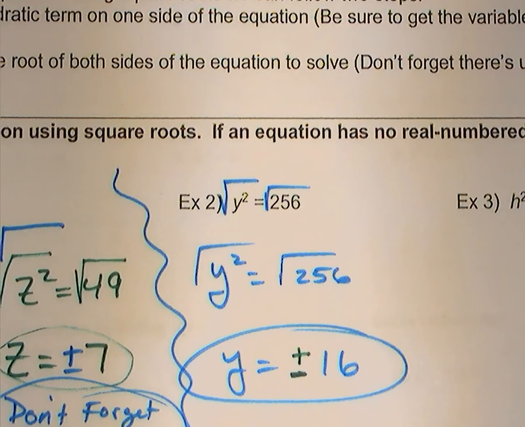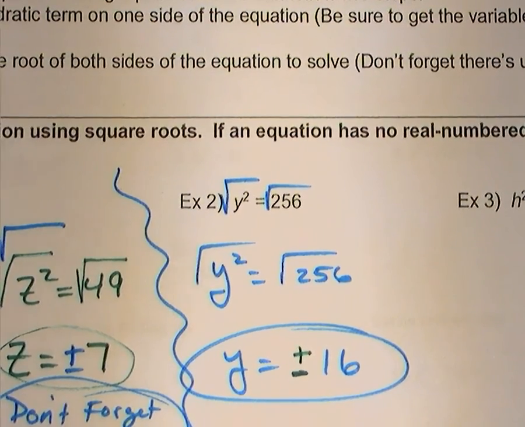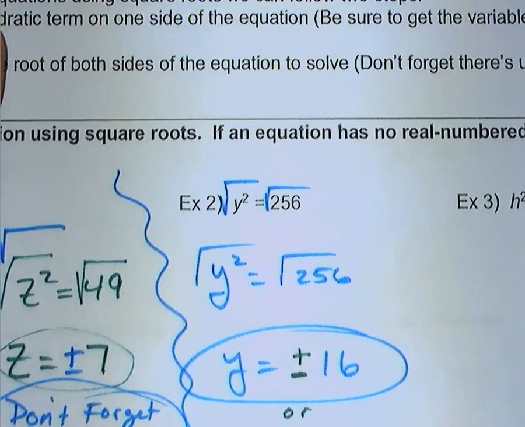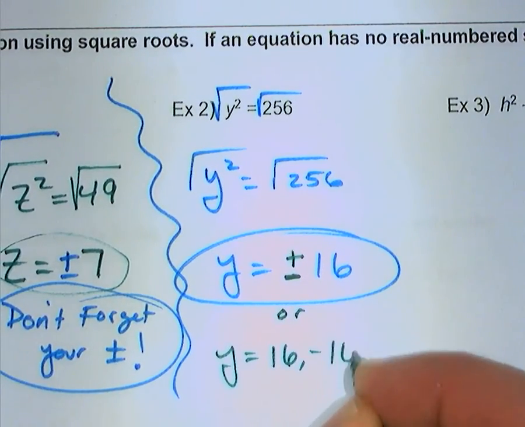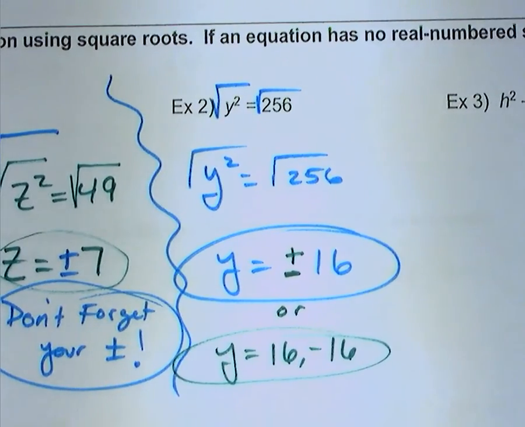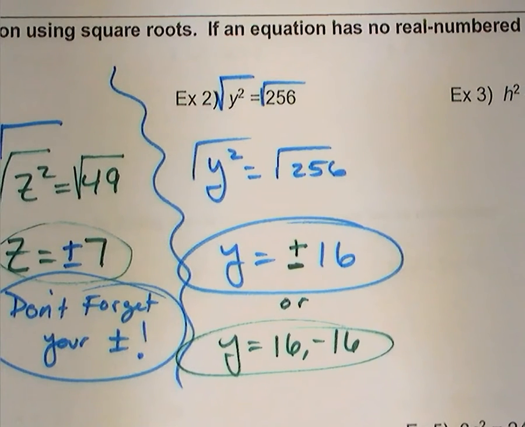Yes, sir? On the test, do we write it like that? You can write it like this. Good question, how do I write the answer? I usually write it like this, or if you prefer, you can do 16 and negative 16. Me personally, I'll do it like this. It's just shorter, less writing. I'm a big fan of it.